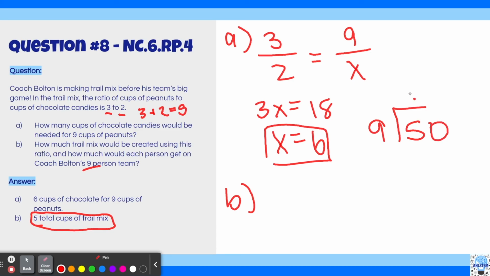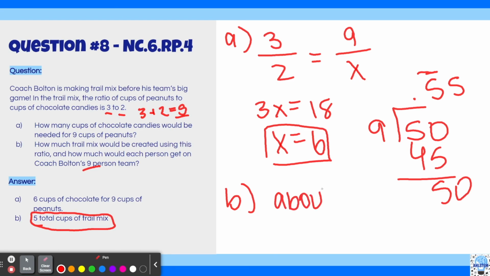Okay? Let's do this. So how many times can 9 go into 50? 5 times. So it's just going to be repeating 0.55. So we know it's total 5 cups of trail mix because we just solved that here. And for the second part, we can say about half a cup. Okay? Great job, guys, for making it through all these problems.